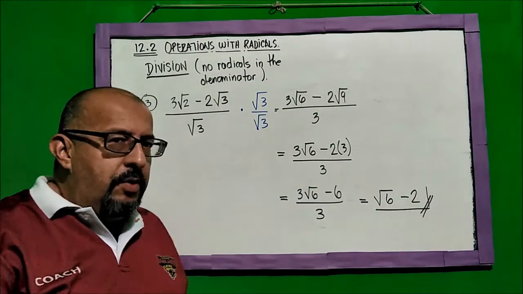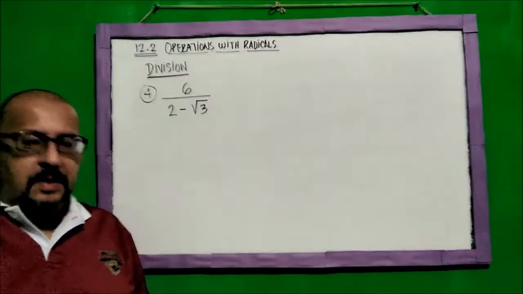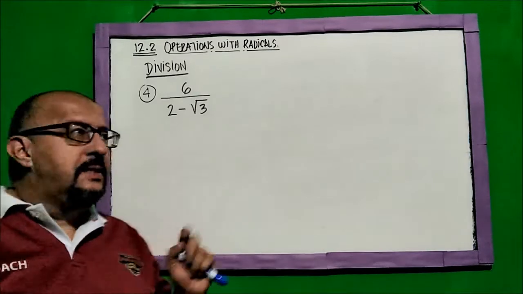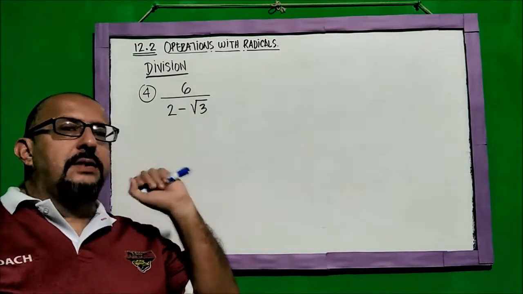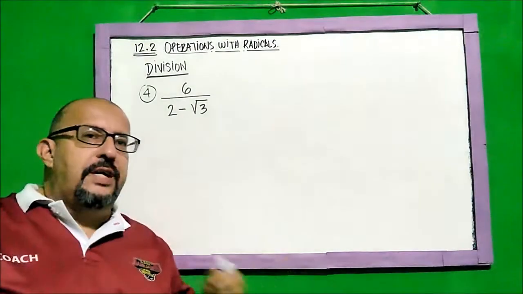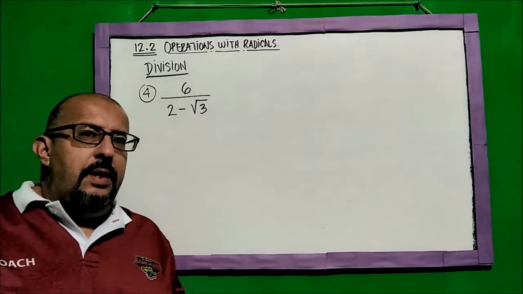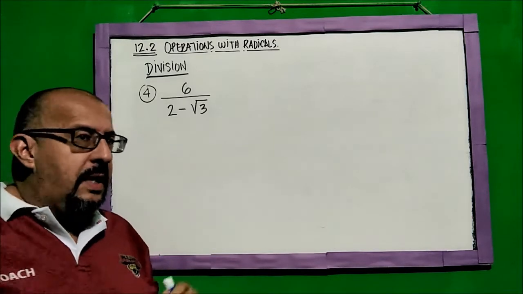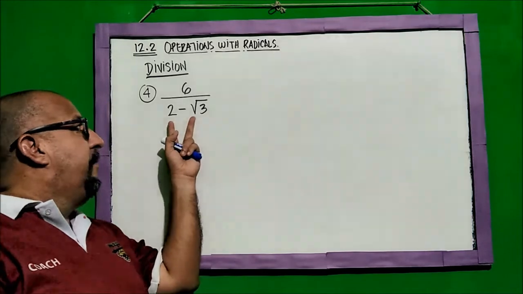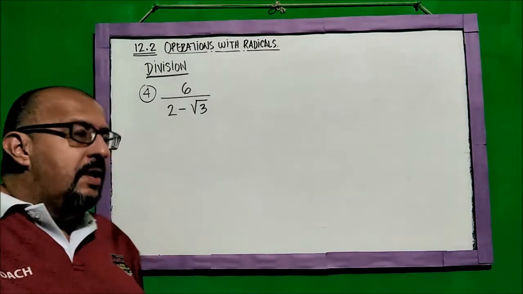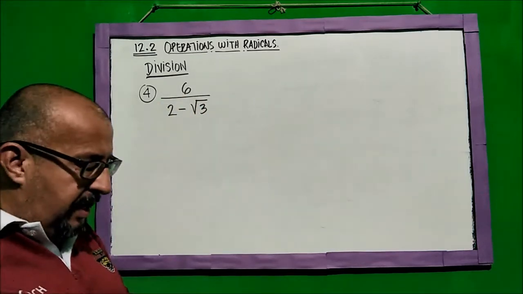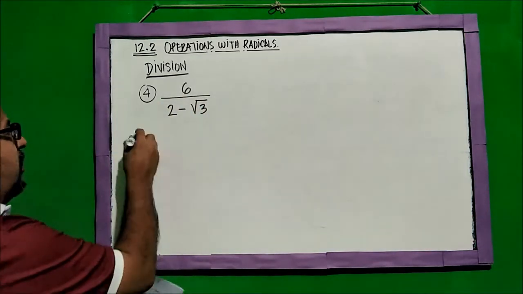We will continue with some more examples. Now we proceed with the division of expressions that contain binomials with radicals in the denominator. This is a very special case because you cannot treat it like we did with the previous exercises, like examples number 3 and number 2. In here, we're going to have to deal with this expression. To eliminate this radical from the denominator, we're going to use something that is called the conjugate.